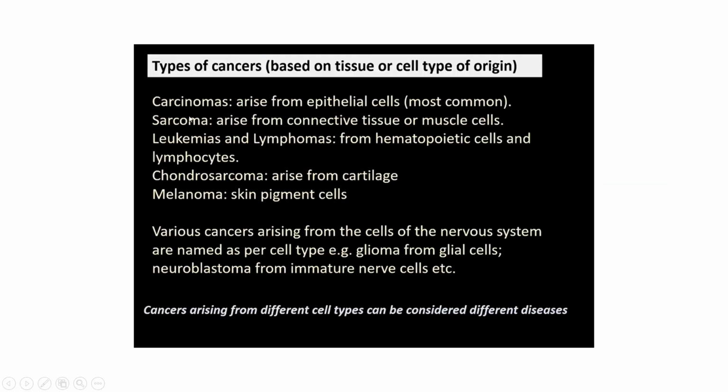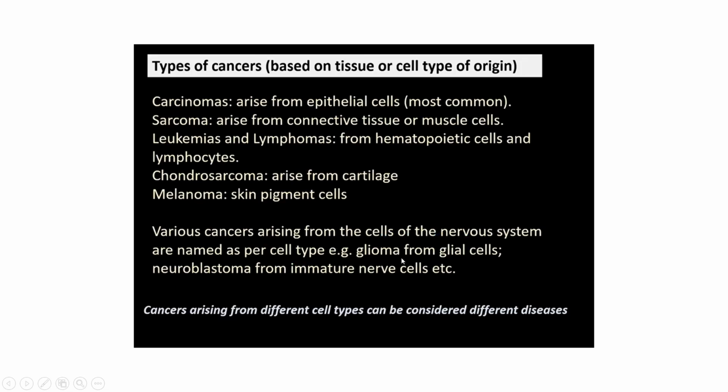There are different types of cancer, such as carcinomas, which arise from the epithelial cells. That is the most common type of cancer. Sarcoma arises from the connective tissues. Leukemias are cancers of the blood, of lymphocytes as well as hematopoietic cells, with uncontrolled division of those cells. There's also a cancer from the uncontrolled division of cartilage, chondrosarcoma, and melanoma, which arises from pigment cells. So these are the five different types of cancer.